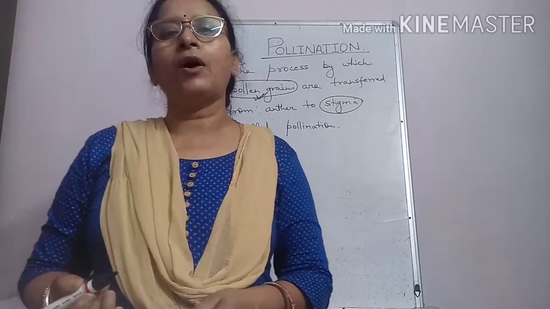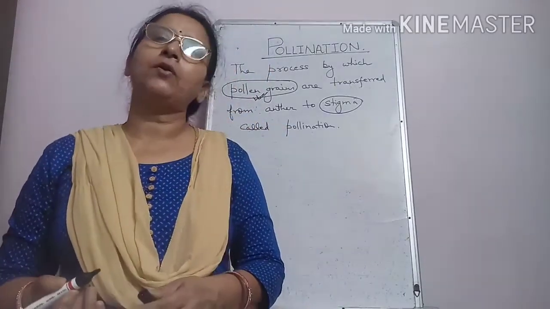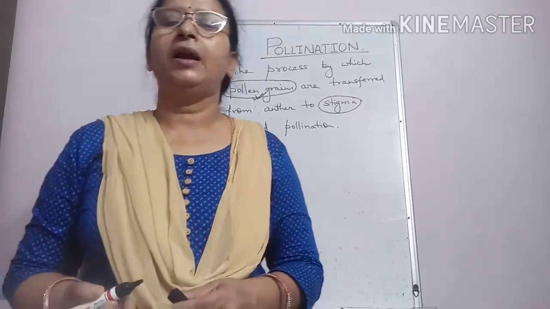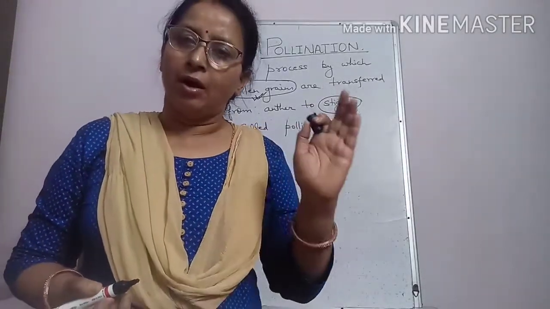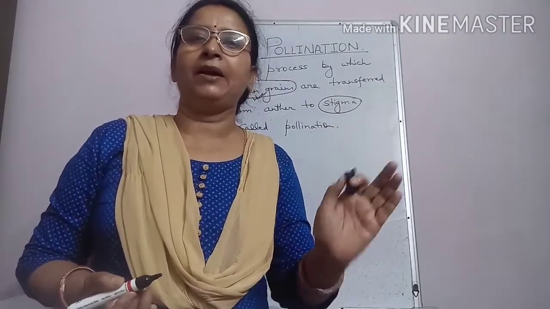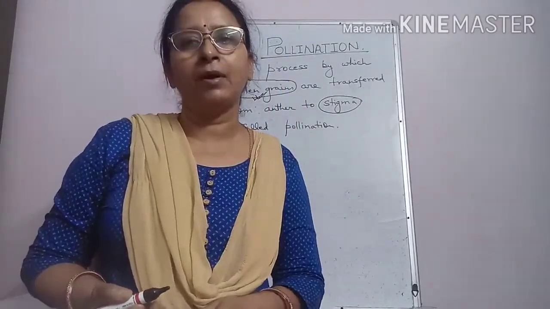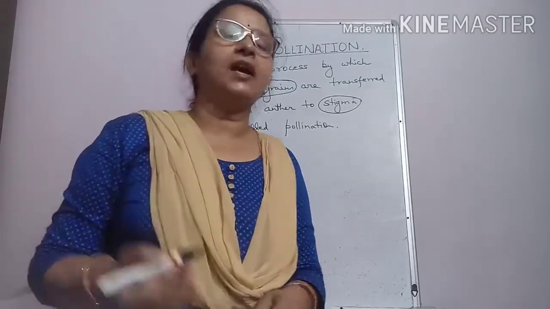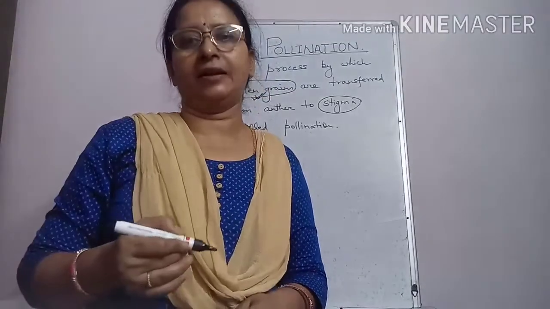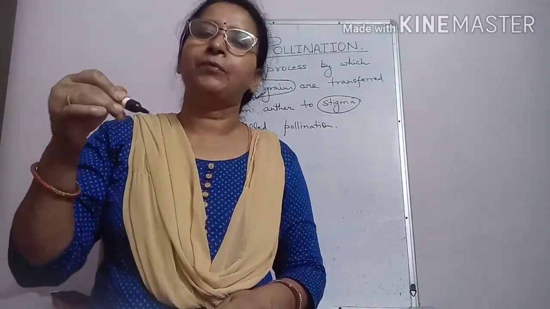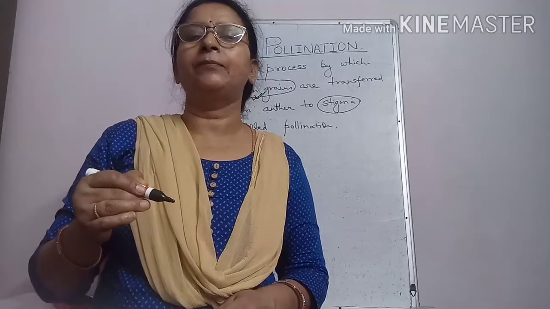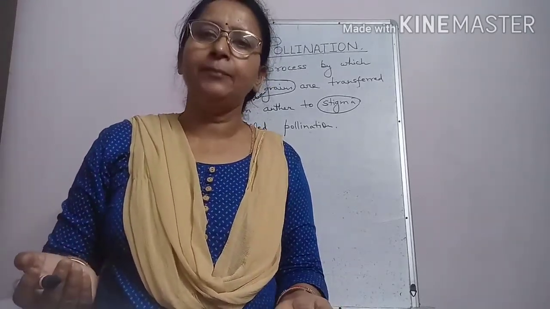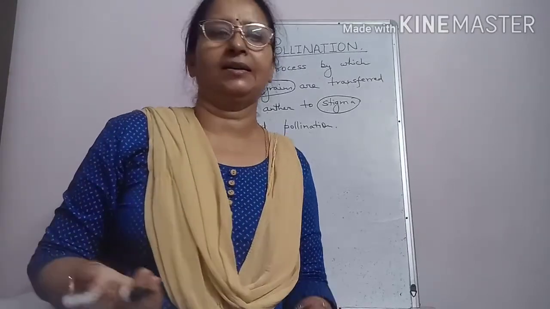That means for fertilization, fusion of male and female gamete is essential. That's why the first step is that male gamete must be transferred from anther to stigma. After that when it enters through the stigma, it reaches the ovary, then the ovule. After that it will unite with the egg and fertilization occurs.